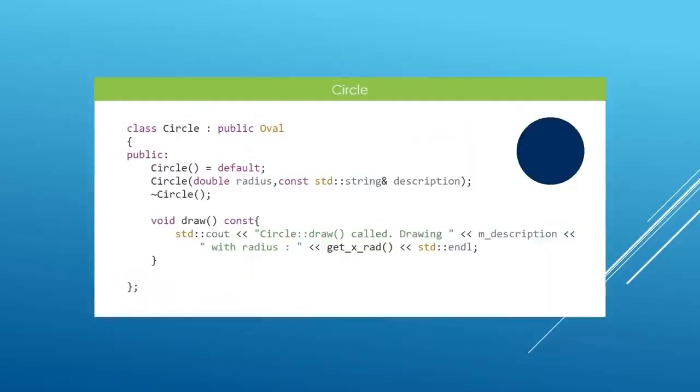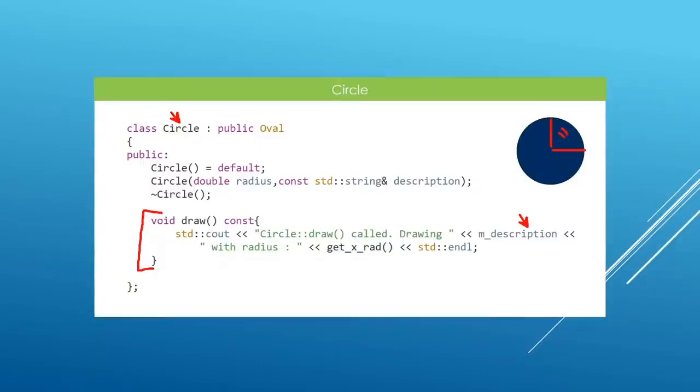We also have another derived class from oval, and this is going to be a circle class. It is going to be a specialization on oval in which both x and y radius are equal. So the x radius is going to be something like this, and the y radius is going to be something like this. And both of these are going to be equal. So this is going to give us a circle shape.